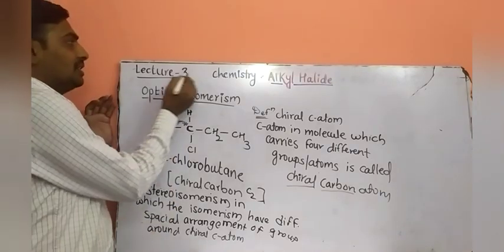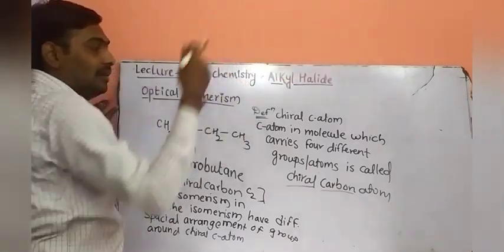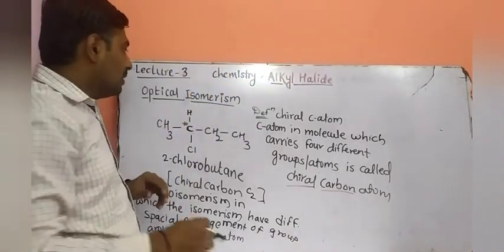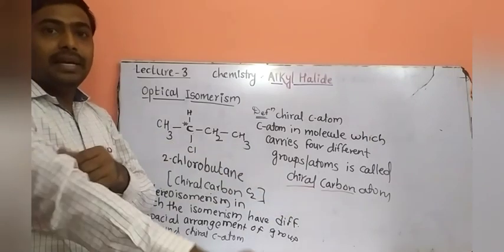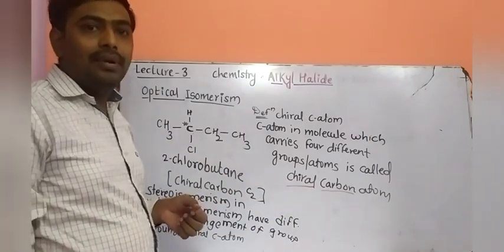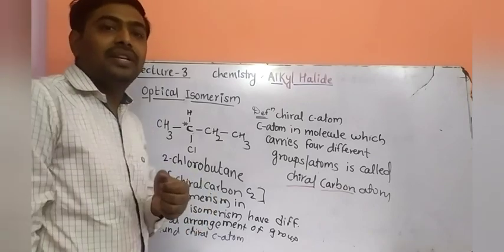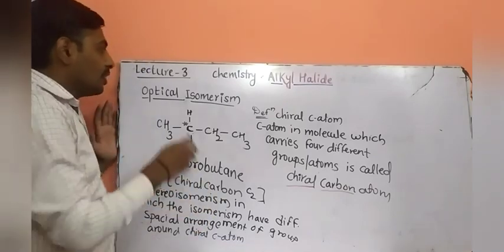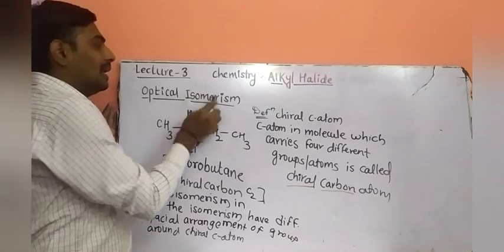Let's start with lecture number 3, alkyl halide. We'll discuss stereochemistry in this lecture. Stereochemistry is the branch of chemistry that deals with the study of the three-dimensional structure of a carbon atom and the properties of three-dimensional molecules. See here, next concept, optical isomerism.